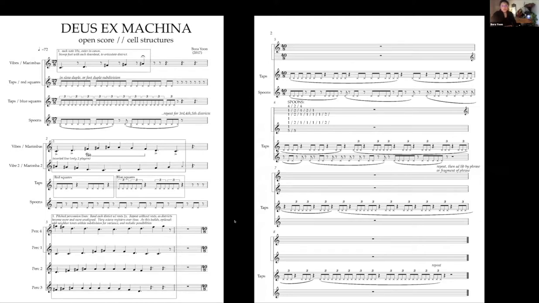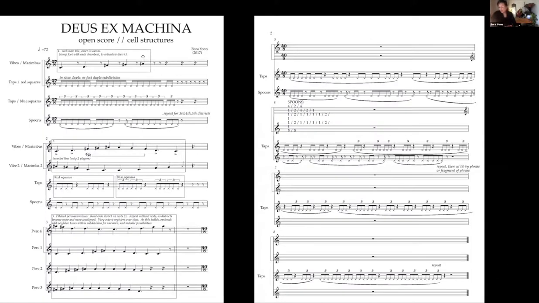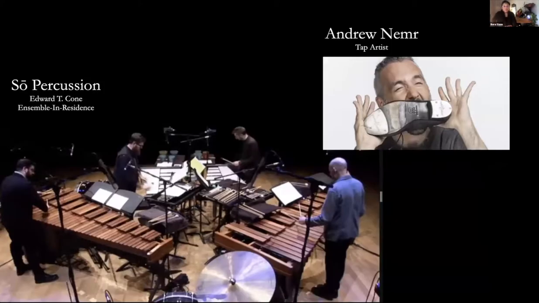So, for folks who read music or don't read music, either way, it's essentially these squares going by. And so what we're going to hear now is a live performance of the Edward T. Cone Ensemble in Residence here at Princeton University, So Percussion. They're a wonderful, adventurous percussion quartet.